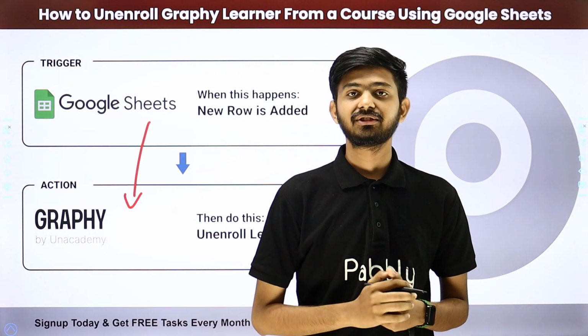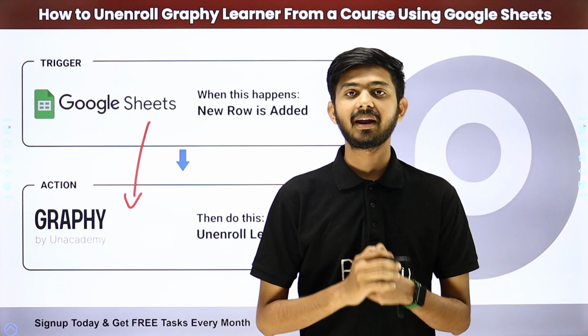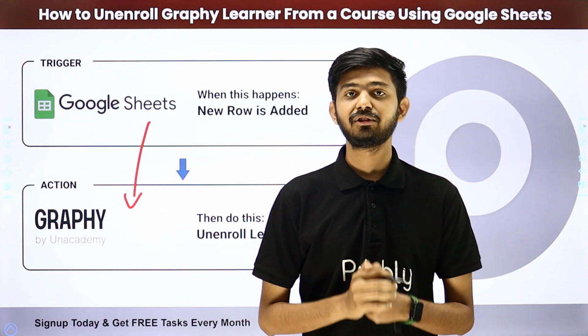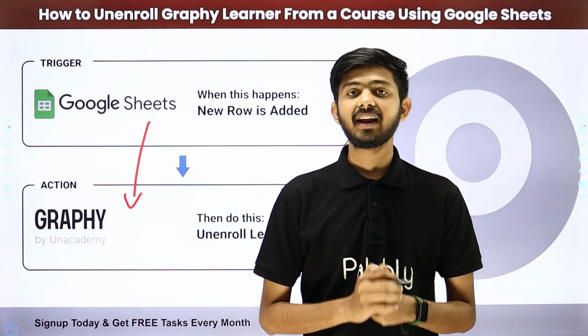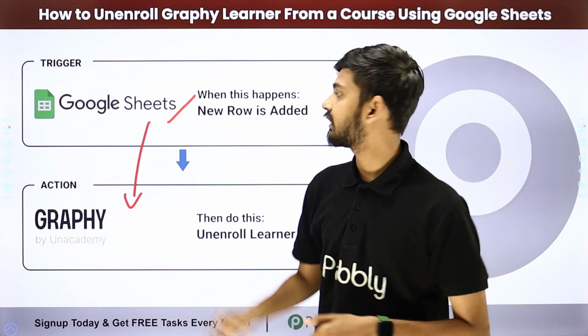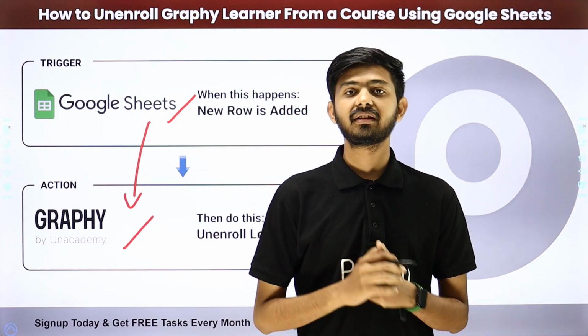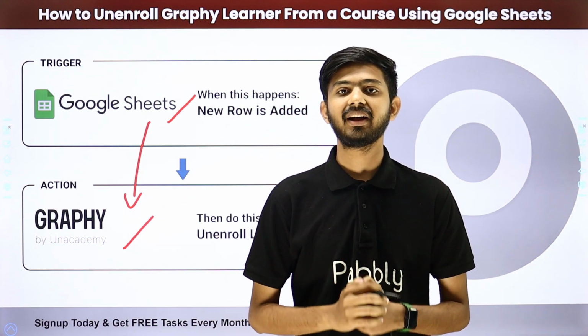For creating this integration, we are going to use Pabbly Connect, which is an amazing software for automation and integration. In Pabbly Connect, we are going to use triggers and actions. In the trigger application, we are going to use Google Sheets. In the action application, we are going to use Graphy. How am I going to create this integration? For that, let me take you to my computer screen.